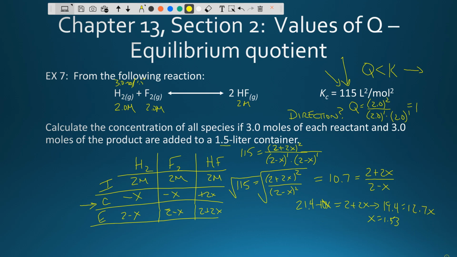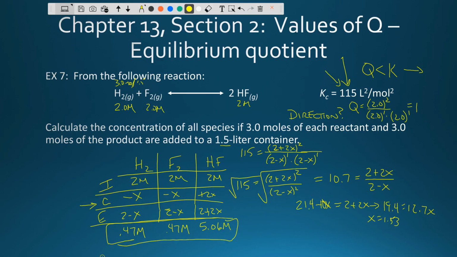Now, that's not my answer. That's just my x value. So H2 is 2 minus 1.53. And so 2 minus 1.53 ends up being 0.47 molar. Now, my HF, hydrofluoric acid, that is a 2 plus 2x. So 2 times 1.53, and that will then add 2 to that. I'll end up with a value of 5.06 molar. Okay, so that's my values at the end of equilibrium.